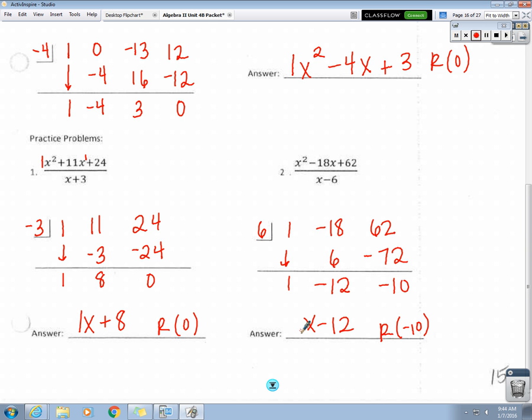Okay, your assignment is to work the practice problems on pages 16 and 17. Okay?